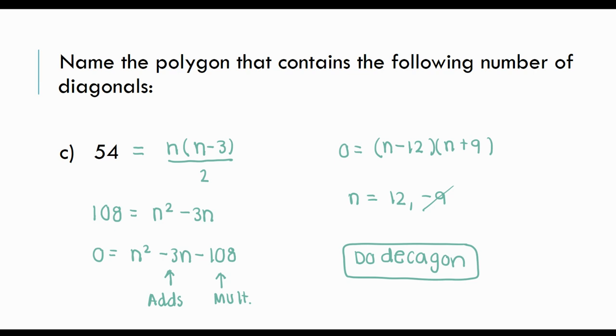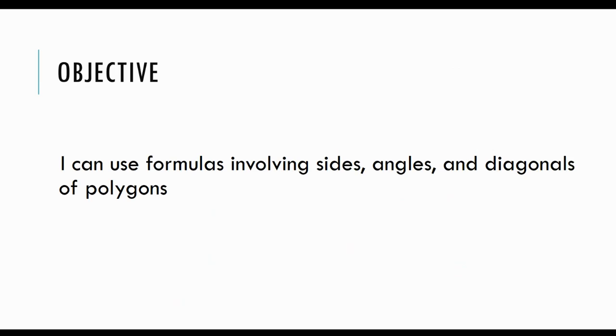We didn't have a GCF, so that told us what multiplies to negative 108 but adds to negative 3. That would be the numbers negative 12 and positive 9. So those are the numbers that go in each of my factors. I set each of those factors equal to 0, which then essentially changed their signs. I don't want negatives because there's no such thing as a negative amount of sides. So 12 would be my answer. The name of a 12-sided polygon would be a dodecagon. So that's us using formulas involving sides, angles, and diagonals of a polygon.